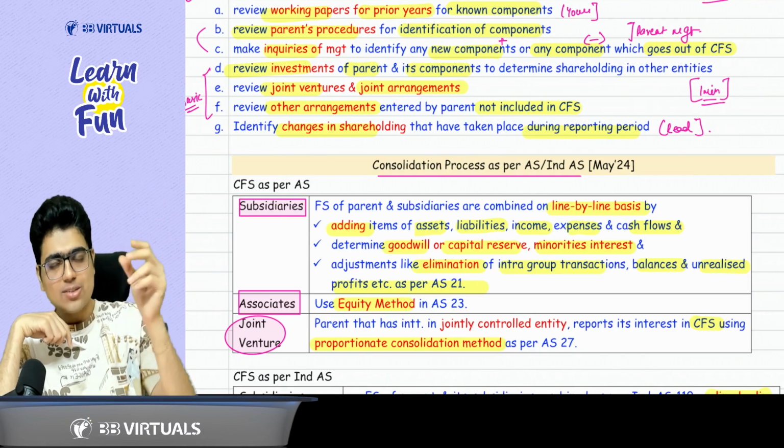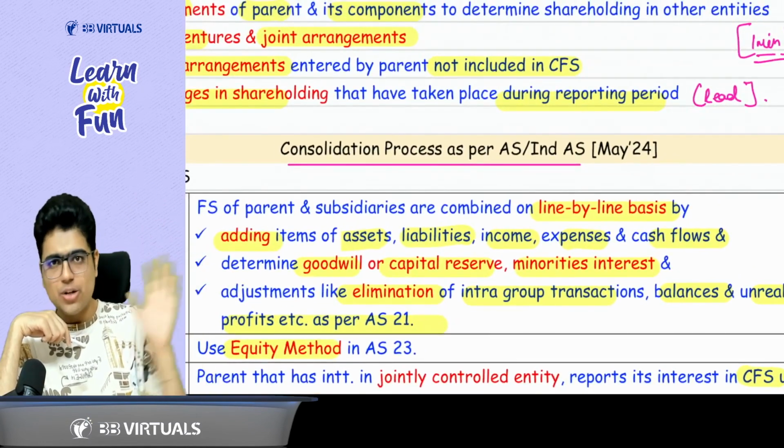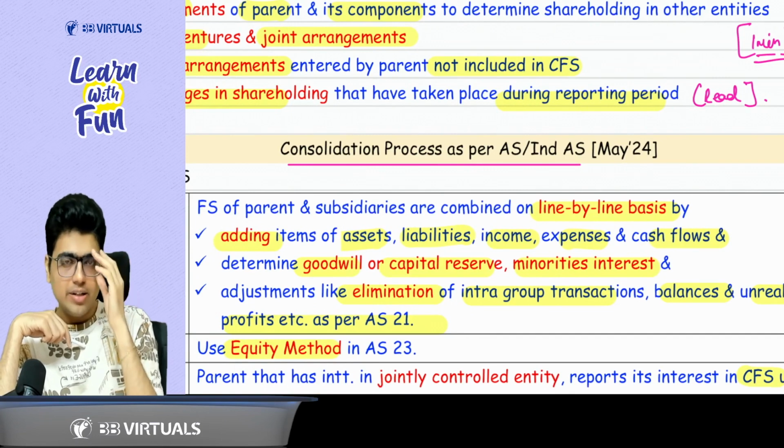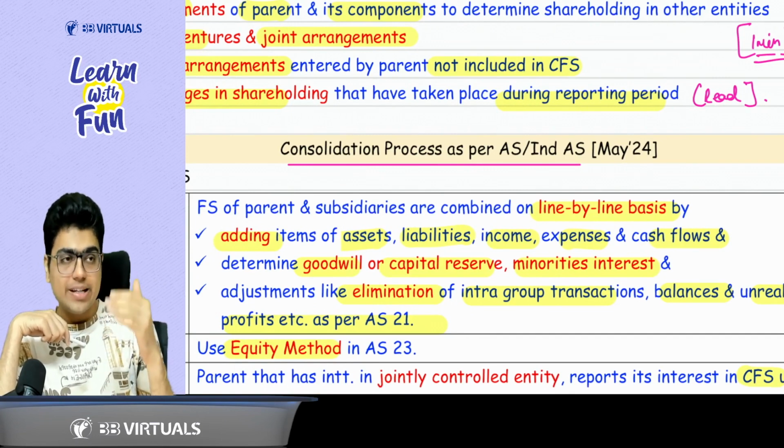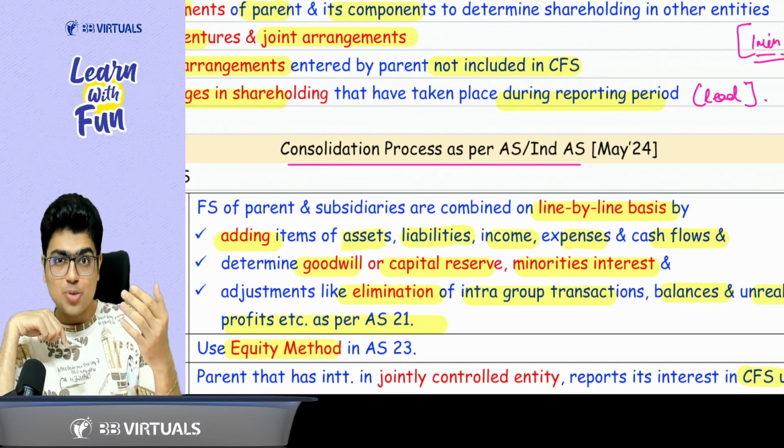Now when you are doing the consolidation, calculate the goodwill or capital reserve along with the minority interest in case of AS 21. What is the other thing? Eliminate the intergroup transaction or intra-group transaction.